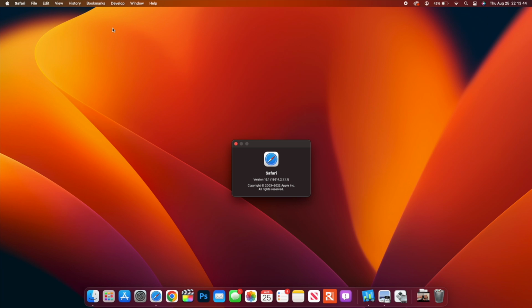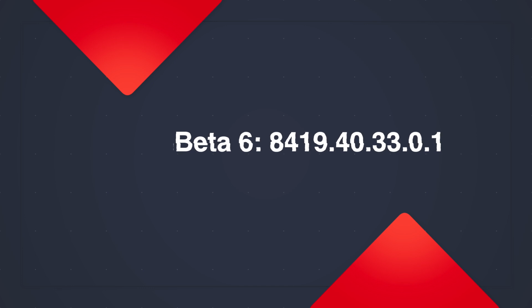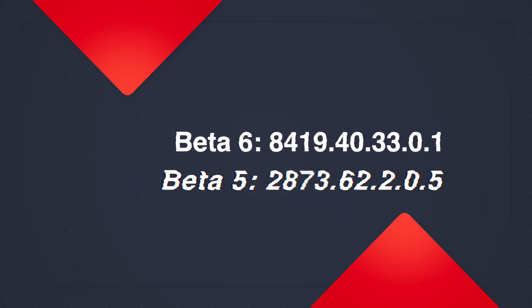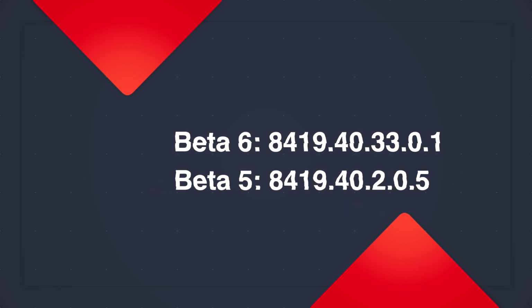So on beta 6, the version that we have is 8.419.40.33.01. And on the previous beta 5, we had 8.419.40.2.0.5. So that has been updated.